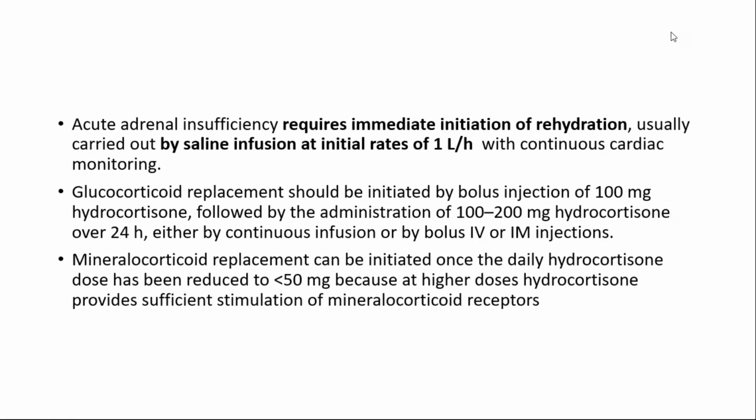In acute adrenal insufficiency, 1 liter of normal saline infusion is to be given stat. After that, we have to keep the rate at 1 liter per hour with continuous monitoring. Then we have to give both glucocorticoid and mineralocorticoid replacement, as 100 milligram of hydrocortisone. Hydrocortisone at a dose of more than 15 milligram also covers mineralocorticoid replacement. If we have stopped hydrocortisone, then we have to give mineralocorticoid replacement.